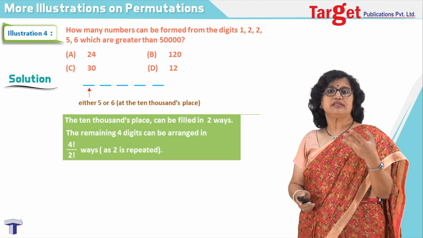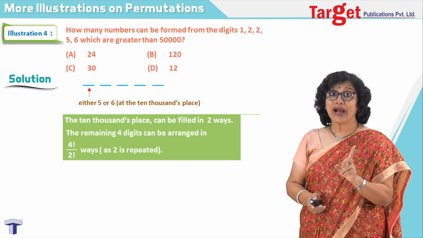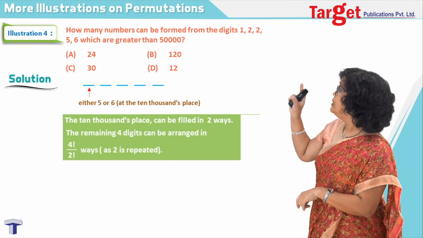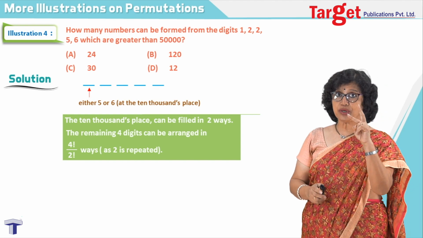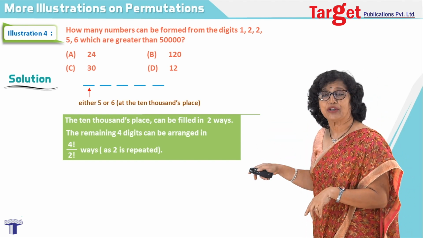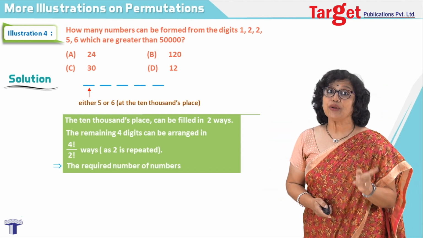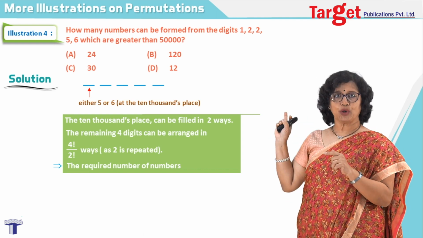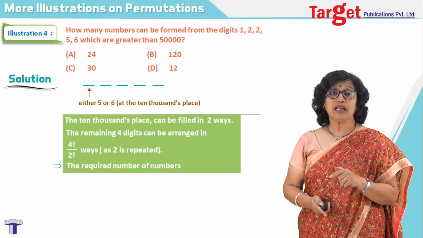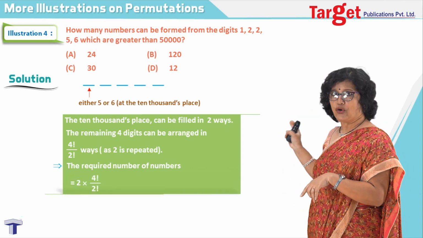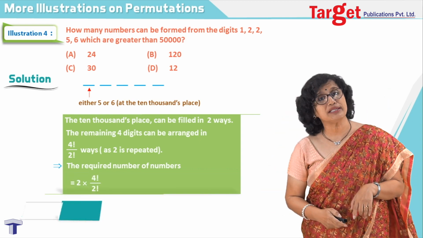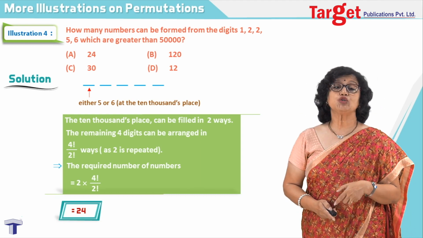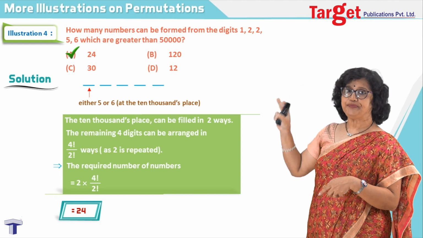So my answer could have been simply 4 factorial, provided you had distinct digits. Here that is not the case. They are not distinct. There are 2 2s, correct? So we need to divide by 2 factorial also. And 4 factorial upon 2 factorial gives you the number of arranging the rest 4 places, correct? So the required number would be 2 into 4 factorial upon 2 factorial, which on simplification would be simply 4 factorial, and the answer is 24. So my correct option is A.